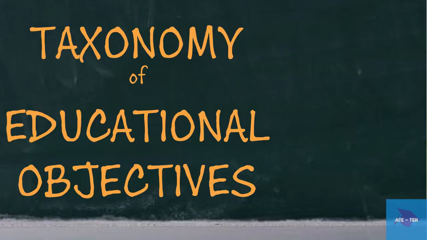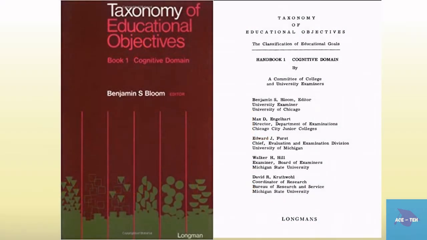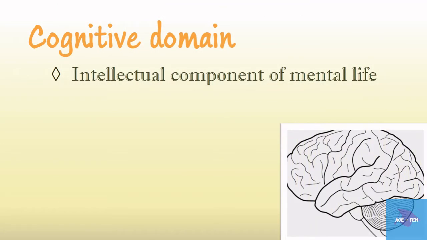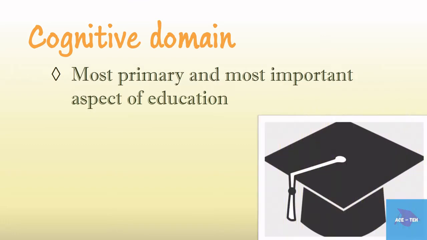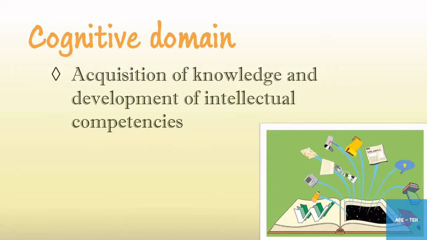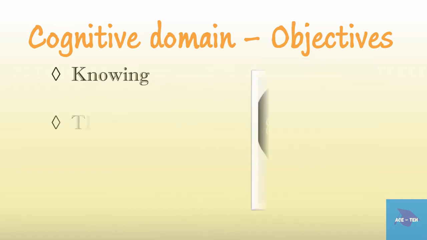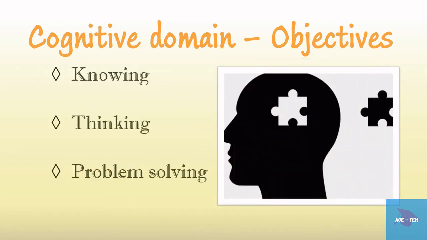So let's see the cognitive domain as explained by Bloom and his team first. This domain represents the intellectual component of mental life. It is the most primary and most important aspect of education. It involves the acquisition of knowledge and the development of intellectual competencies. The objectives within this domain are knowing, thinking, and problem solving.